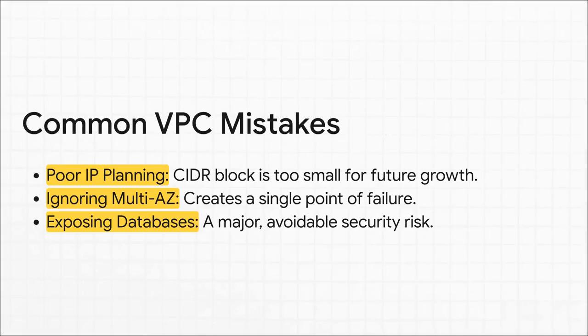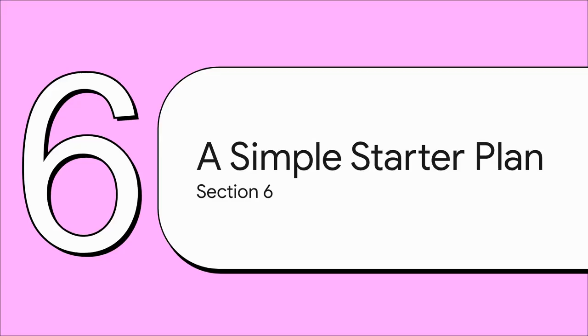First up, poor IP planning. You choose a CIDR block that's too small, and eventually you will run out of addresses and have to tear everything down and start over. Second, ignoring multi-AZ for high availability. This just means putting all your eggs in one basket. If that one data center has a problem, your whole app goes down. And third, oh man, this is the biggest security sin of all, putting your database in a public subnet. That's like putting your safe on the front lawn with the door open. Just don't do it.